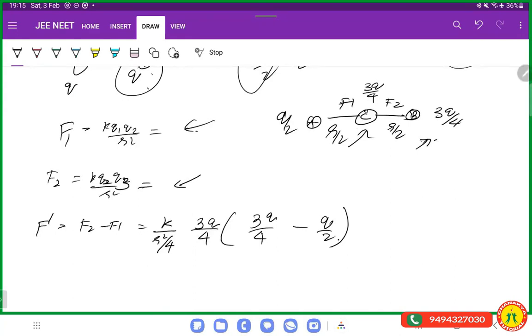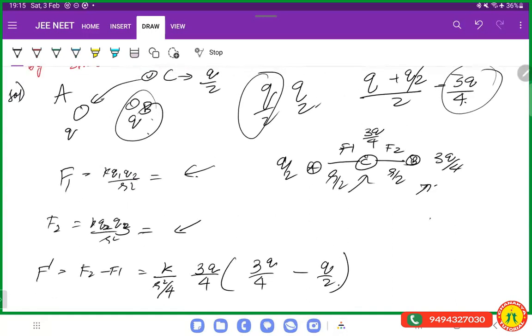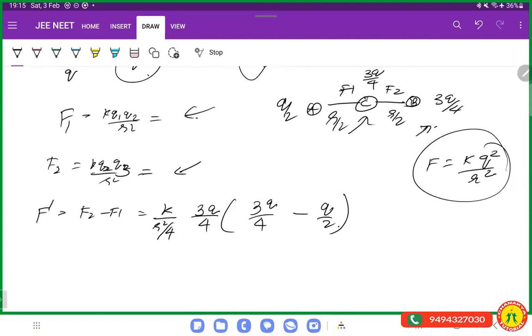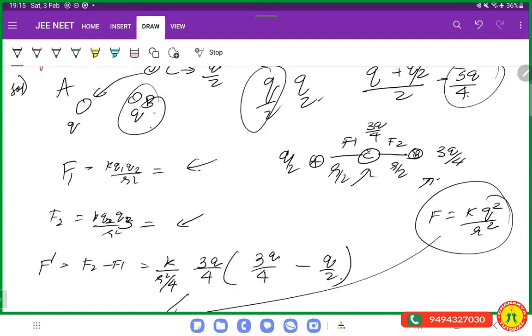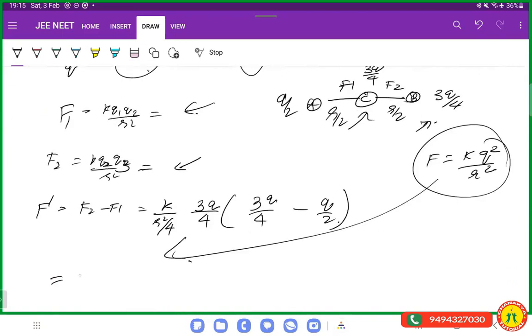This is your new F. Now, if we don't have this F, what we'll get? F equals K, Q1 and Q are same, so Q square by R square. This is your actual force. So we can substitute this here and get the value. So we'll get the answer. What did you say? Ritu, what's the answer? 3F by 4, sir. 3F by 4.